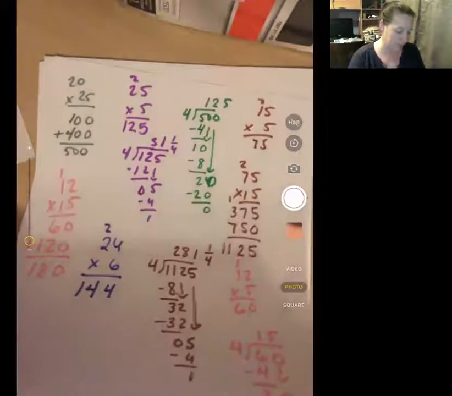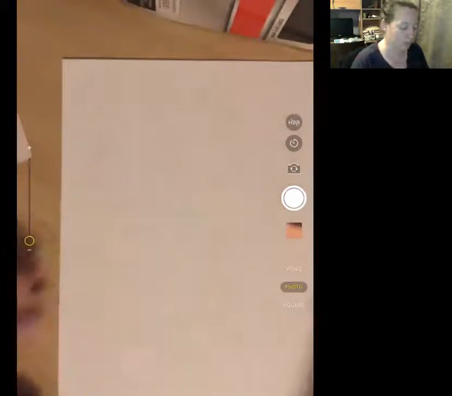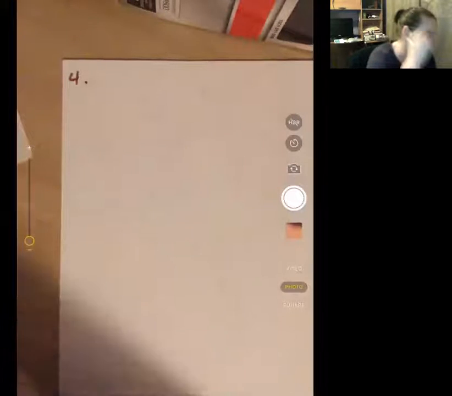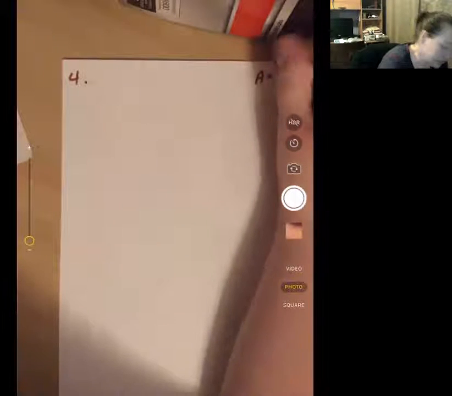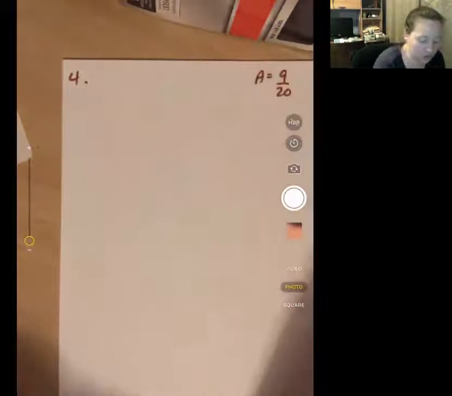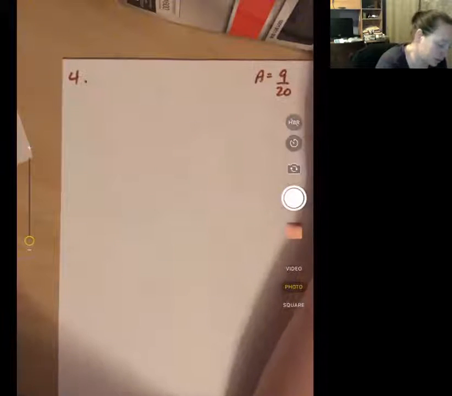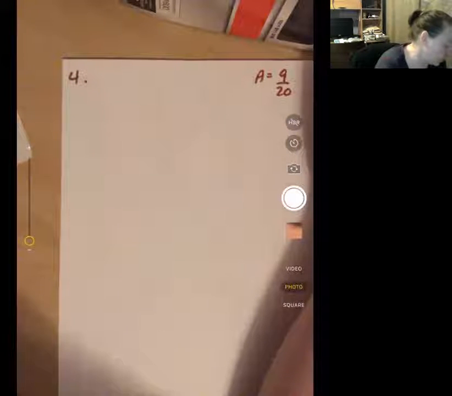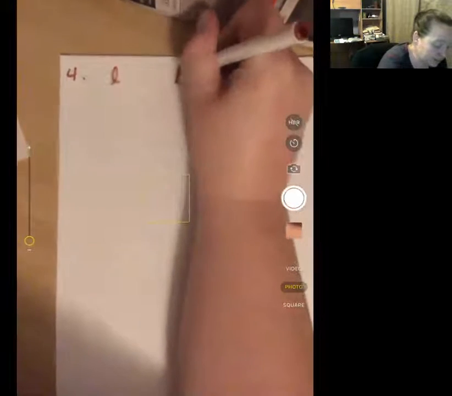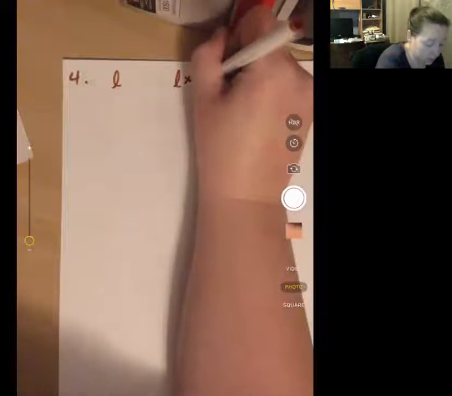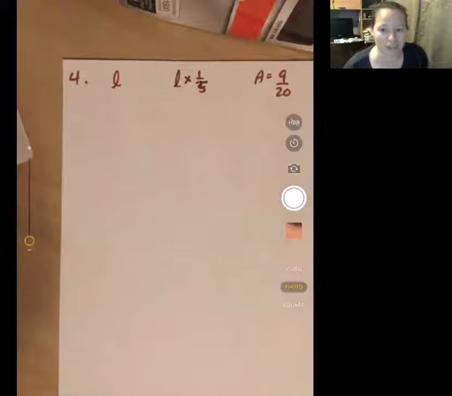All right, number 4. I'm going to keep my scratch paper and move on to number 4 and see what it wants us to do. Number 4 says, an artificial lake in the shape of a rectangle has an area of 9/20 square miles. Oh my goodness. All right. The width of the lake is 1/5 the length of the lake. So we have the length, and then we have the length times 1/5. That is equal to the width.